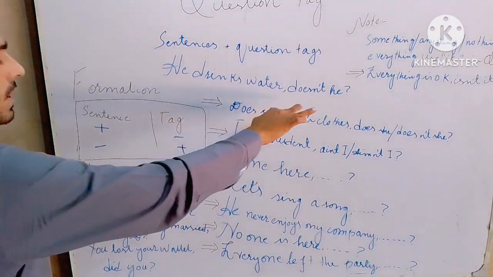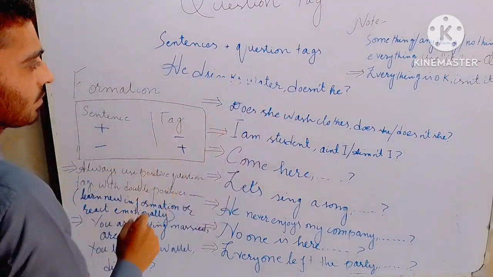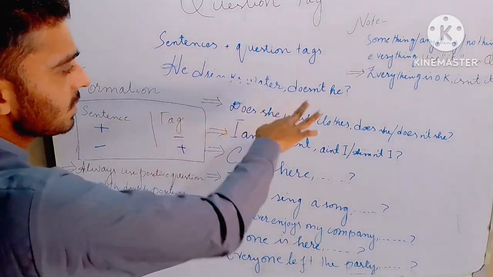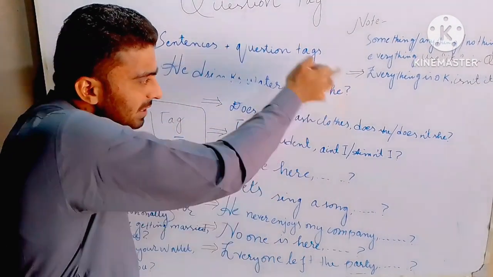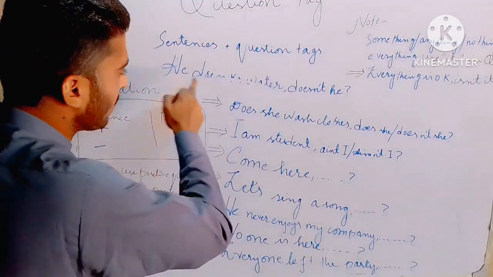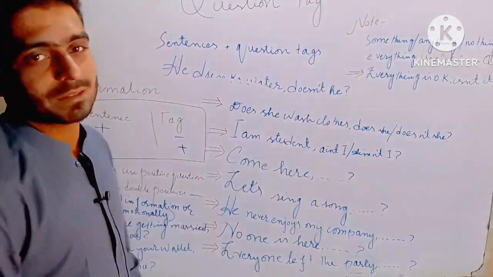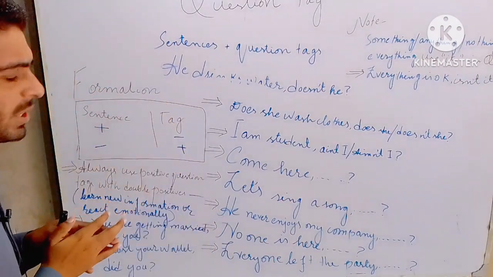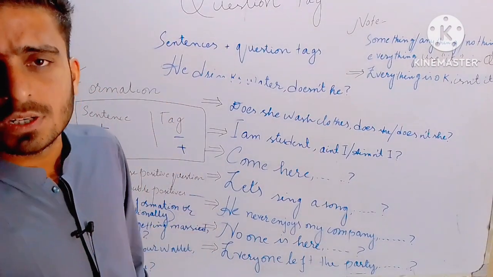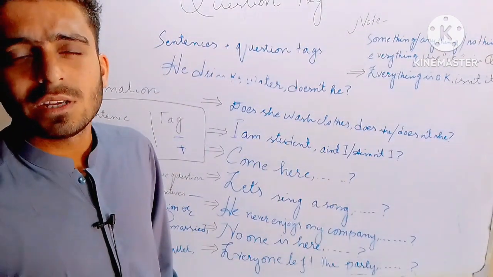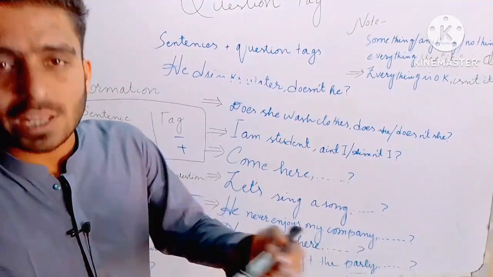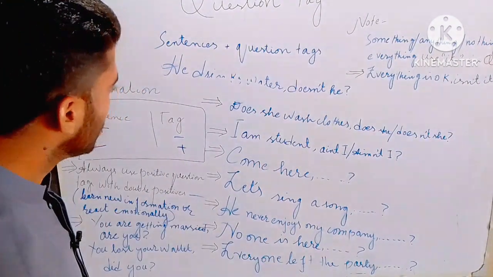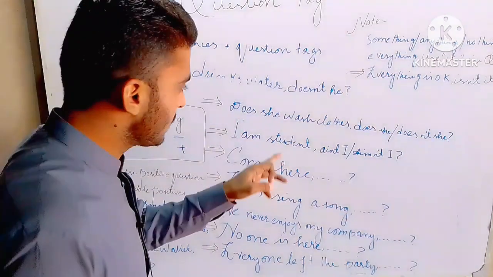Here it is written, he drinks water, doesn't he? Here the sentence is positive, so I have used the negative tag, doesn't he? If the sentence is negative, it doesn't require that, I would use does he. So this is the formation. But it is not possible in all sentences. There are some exceptions, so we are going to learn that. Just watch. We are going to start with the first sentence.